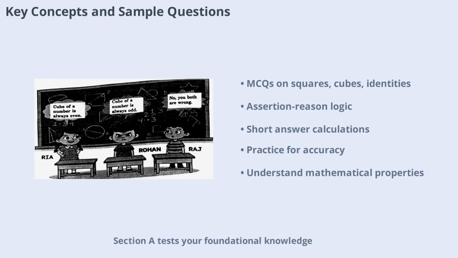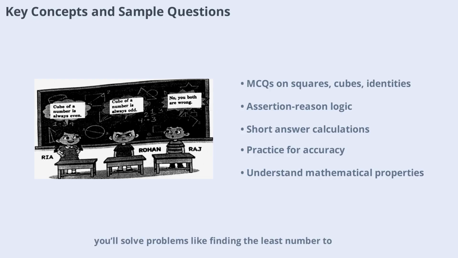Section A tests your foundational knowledge with MCQs on topics like perfect squares, cubes, algebraic identities, and square roots. For example, you might be asked to find the square root of a decimal, identify which expression is not an algebraic identity, or solve for a variable given a cube root equation. Assertion reason questions require you to analyze statements and their explanations, so practice logical reasoning.